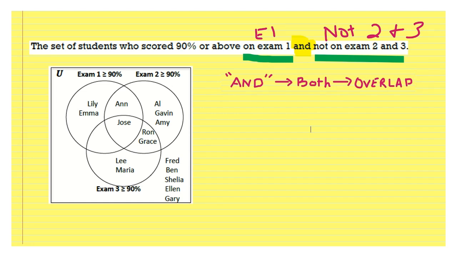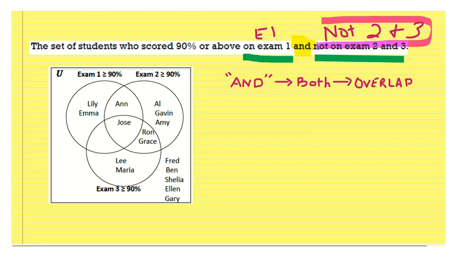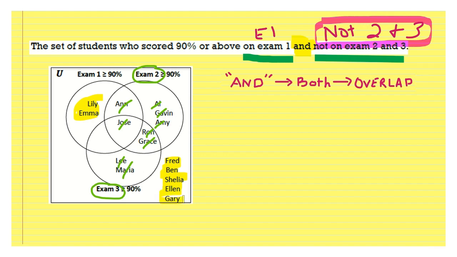Now let's look at the not situation. Not 2 and 3 means that I'm going to mark out these students' names for exam 2 and exam 3. There's exam 2 and there's exam 3. So I'm going to mark out Anne, Jose, Al, Gavin, Amy, Ron, Grace, Lee, and Maria. So the not area is going to be Lily, Emma, but it's also going to be the people in the bigger universe. So all these yellow students that are highlighted in yellow are part of the not area.